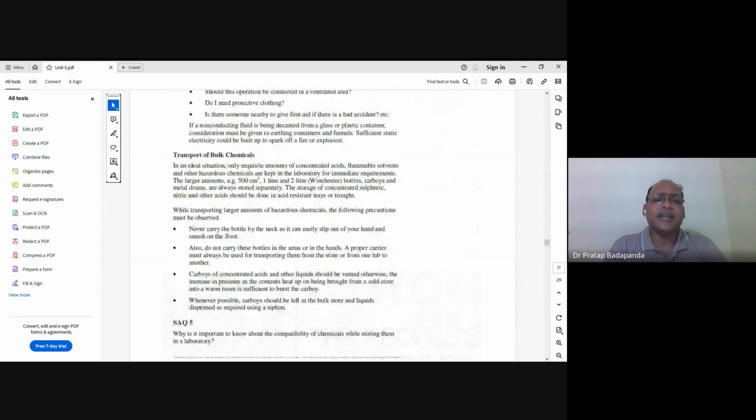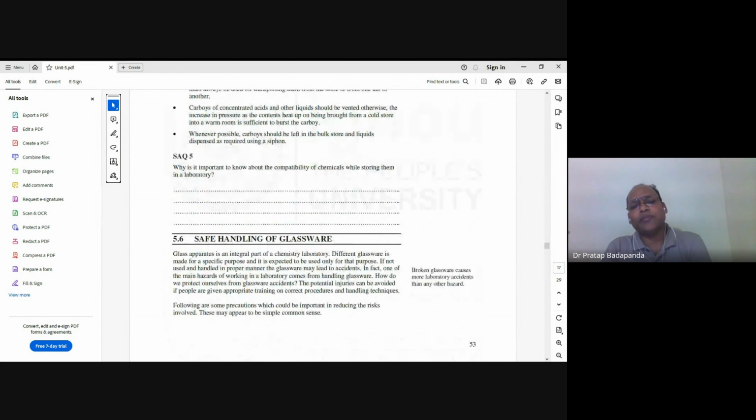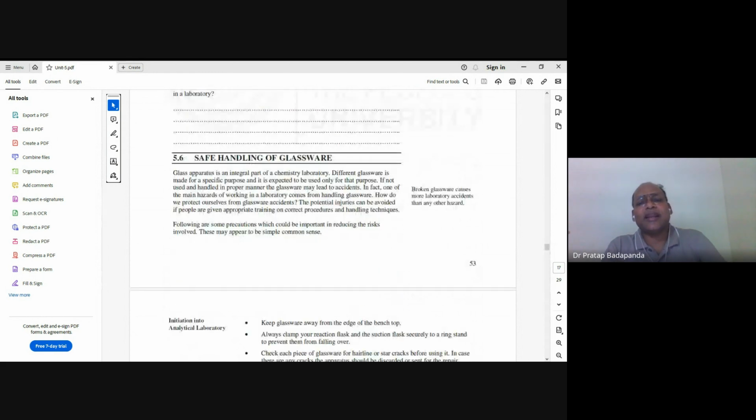Now the thing is transport of bulk chemicals. This is another thing. How will you transport the chemicals, bulk chemicals? That is also an important part. So what container will we have to use? Then safe handling of glasswares.